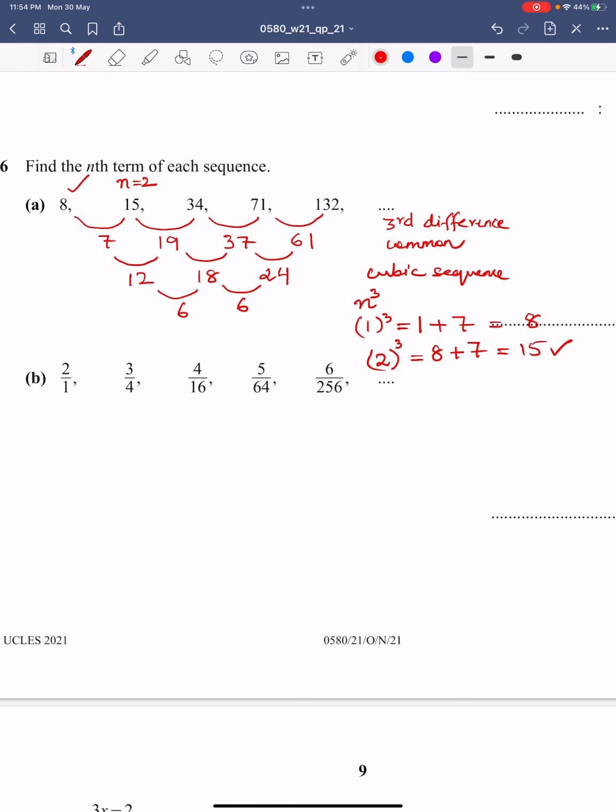I can try this further with the third term. The n value for the third term is 3. If I want to find out if this formula n cube plus 7 is also good for the third term, I will write 3 cube plus 7, which is 3 3s are 9, 9 3s are 27, plus 7, that is equal to 34. So clearly this formula works for the given sequence, and the formula is n cube plus 7.